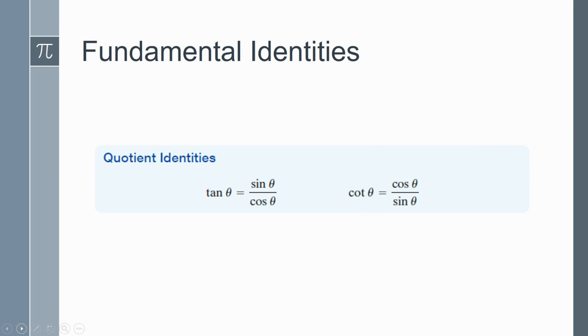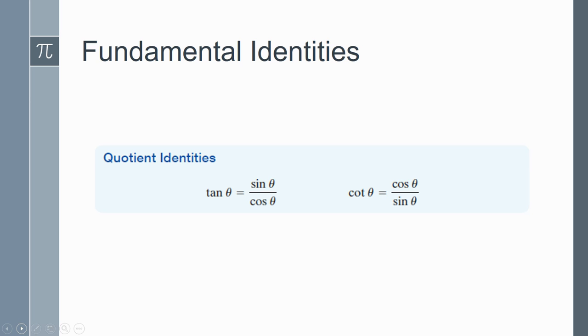The next set of identities we have are quotient identities. Remember, quotient means division. So it makes sense that we have 2 things here that are being divided. You'll find this in your flip book on the same thing as with the reciprocals. It's just right below it. So tangent of theta is sine over cosine, and cotangent is cosine divided by sine.